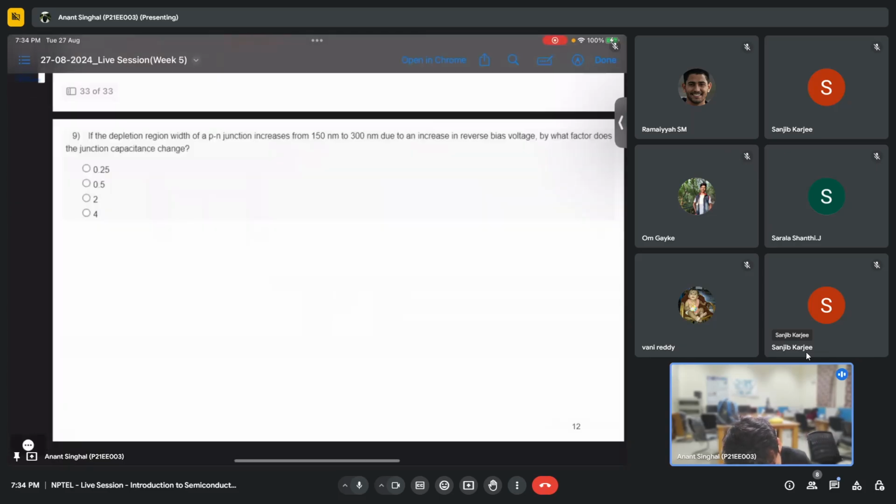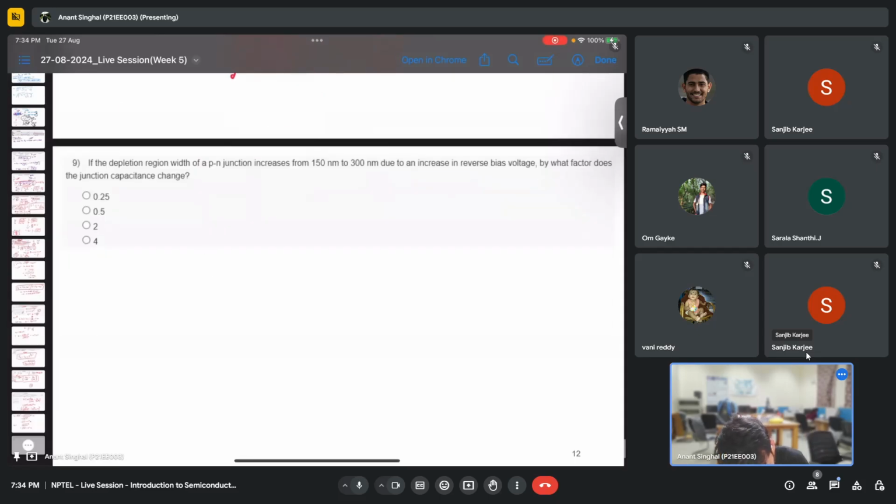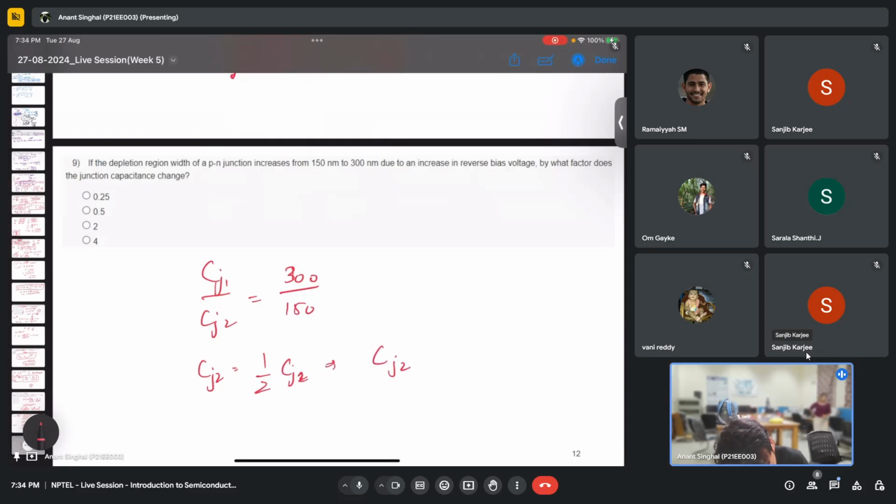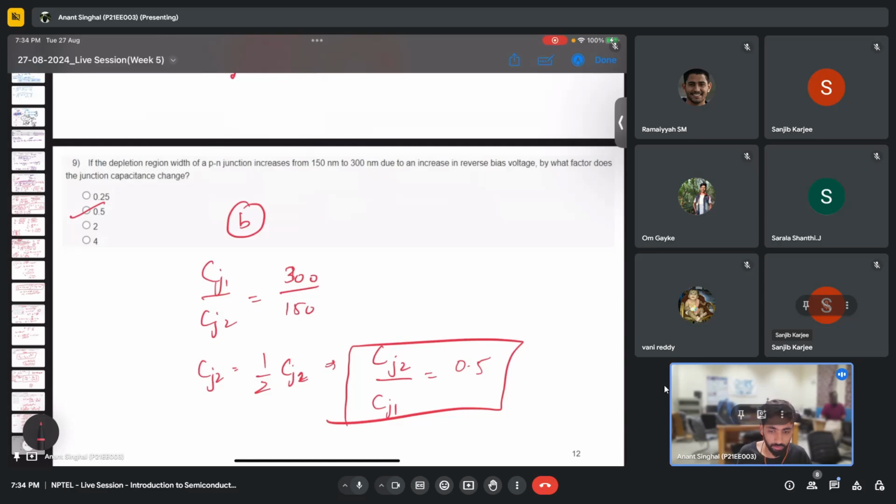So Cj2, sorry, I'll need to write it again. I guess it got vanished. Cj1 by Cj2 is W2 by W1. So Cj2 becomes 1 by 2 of Cj1. So the change is Cj2 by Cj1 and it is changing by half. So option B will be correct. Is it fine with everyone? I guess this was a very straightforward question. Is it fine, everyone?